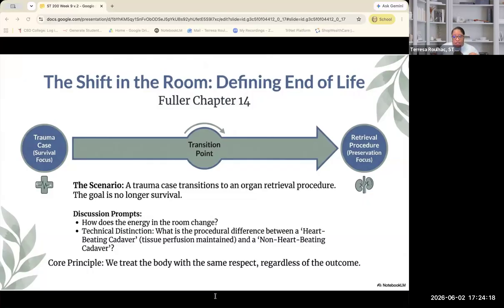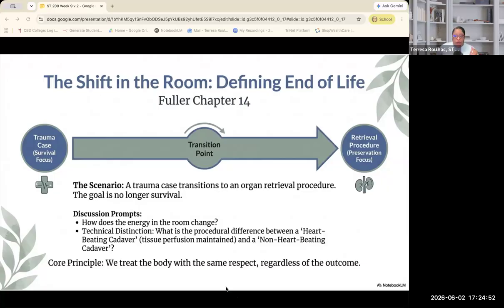Understanding that distinction is exam relevant, right? But it's also ethically significant. Heart beating cadaver, non-heart beating cadaver. Regardless of the procedural shift, the core principle remains the same. We treat the body with the same respect regardless of the outcome. That does not change. Our professionalism must not fluctuate with the prognosis.